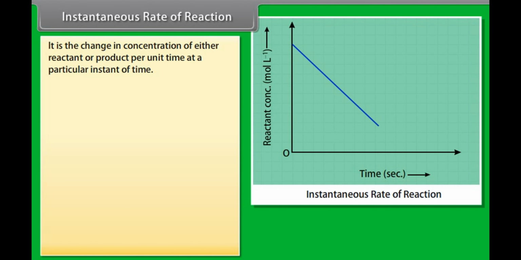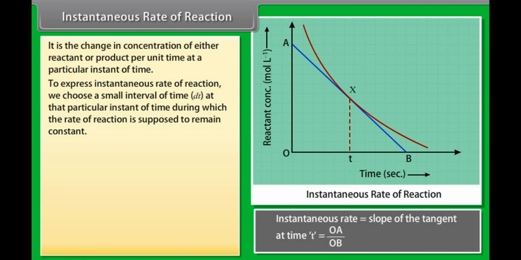It is the change in concentration of either reactant or product per unit time at a particular instant of time. To express instantaneous rate of reaction, we choose a small interval of time at that particular instant of time during which the rate of reaction is supposed to remain constant.